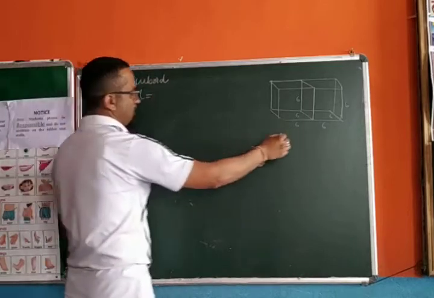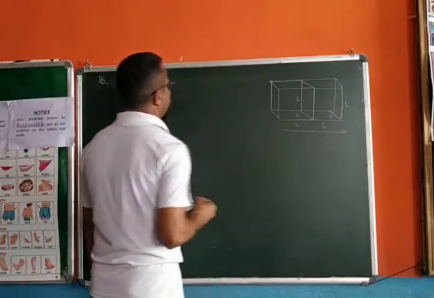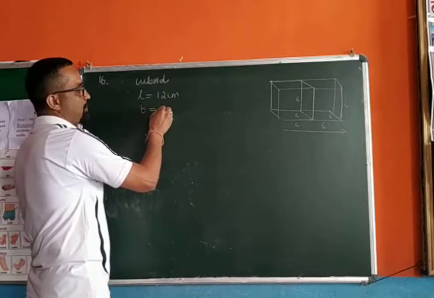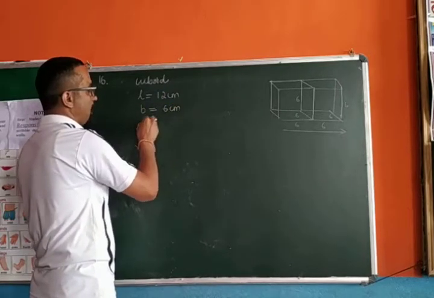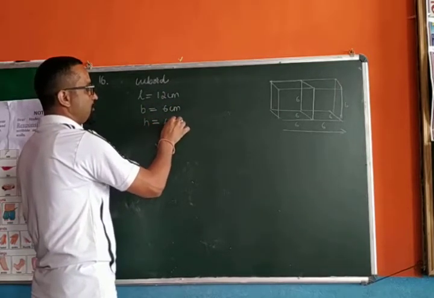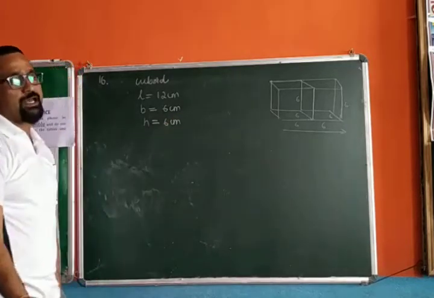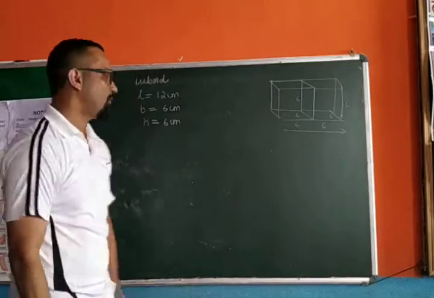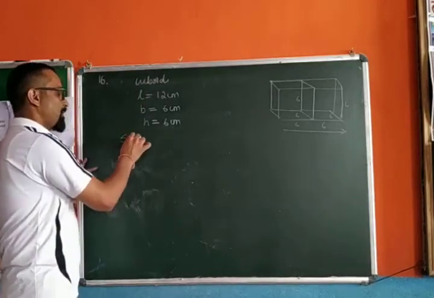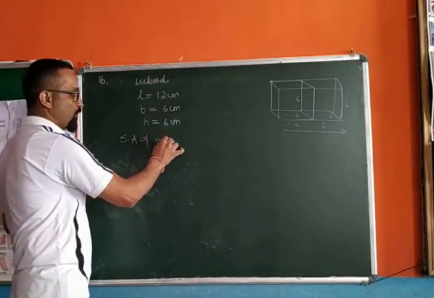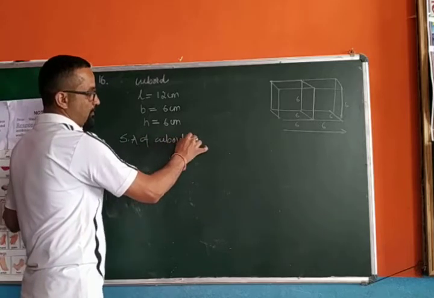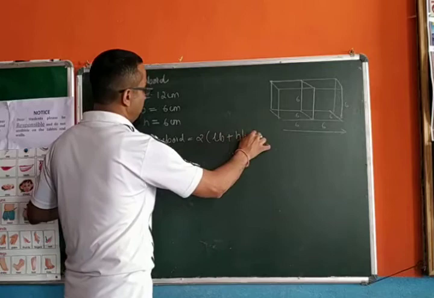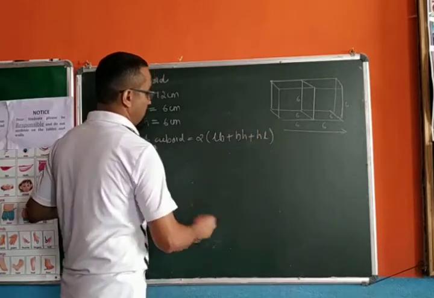Length, add this: 6 plus 6 is 12 centimeter. Breadth is equal to 6 centimeter and height is also 6 centimeter. The question says calculate surface area. I have added volume also. So look at this. Surface area of cuboid is twice length into breadth plus breadth into height plus height into length.